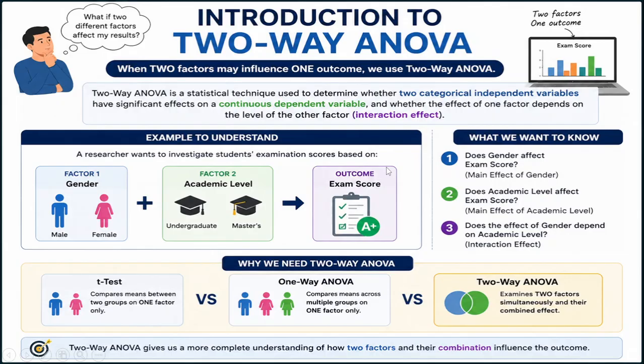So two-way ANOVA is nothing than comparing two categorical variables, their effect on a continuous variable. So the dependent variable must be a continuous variable. For example, the exam score must be continuous. When we say continuous, it should be in the form of a number. So it shouldn't be in other factors or other levels. It should be in the form of a number.